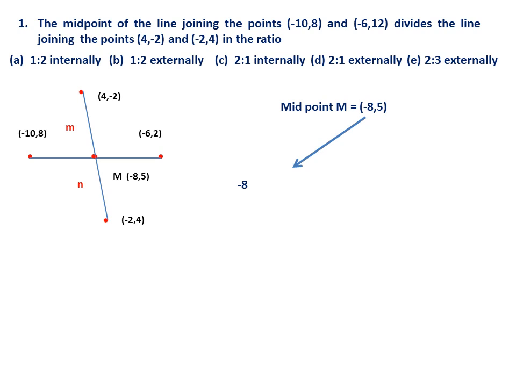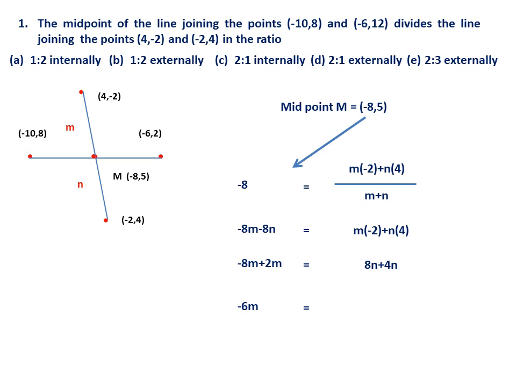to, I am taking only the x coordinate. -8 will be equal to (mx2 plus nx1) divided by (m plus n). So this is the formula. Therefore this we have to simplify. So cross multiply, -8m minus 8n will be equal to, right side it will be m into -2 plus n into 4. Simplify this, so that when you simplify you get -8m plus 2m will be equal to 8n plus 4n. So definitely -6m will be equal to 12n, or m is to n will be equal to -2 is to 1.